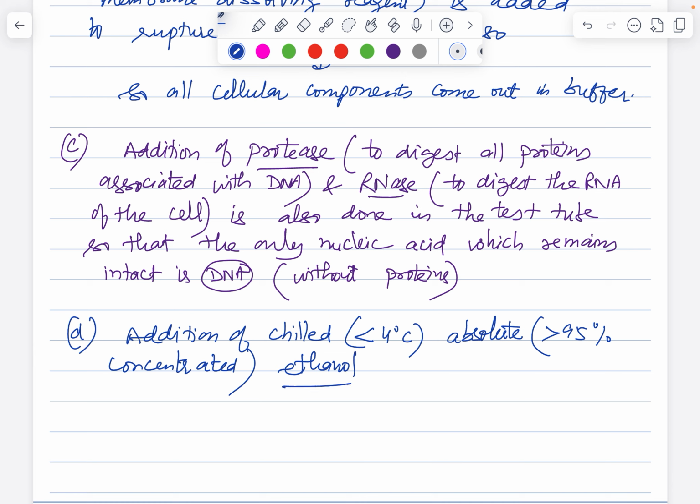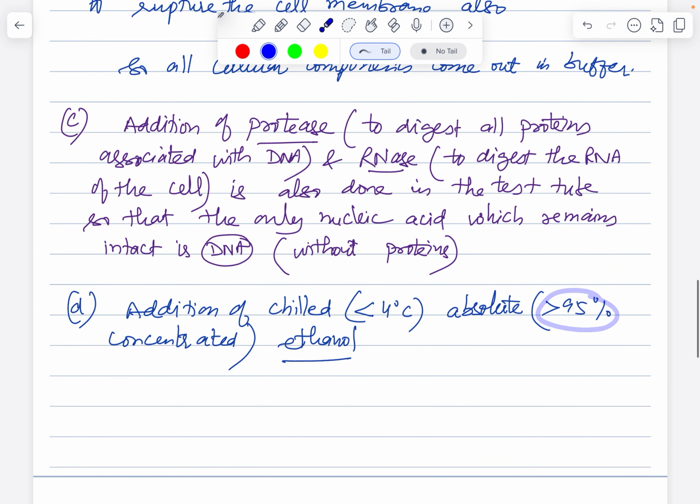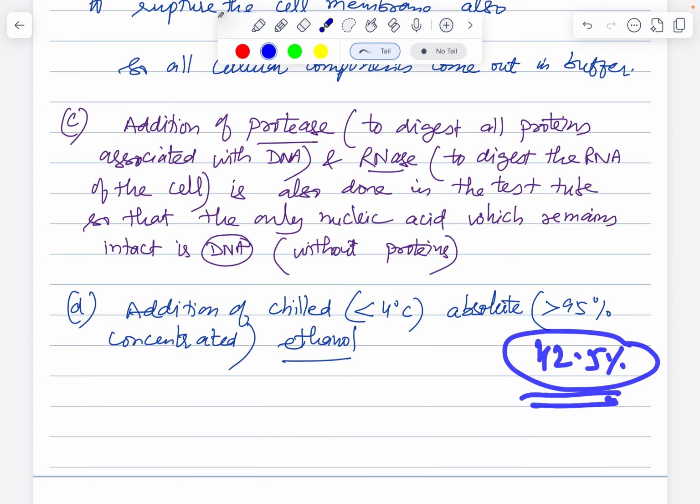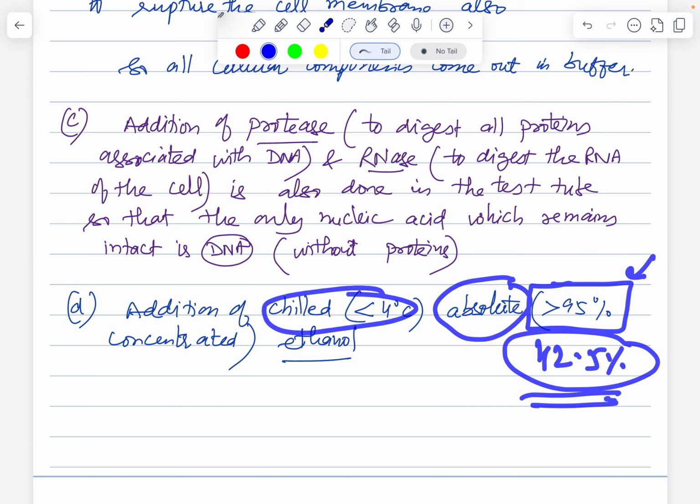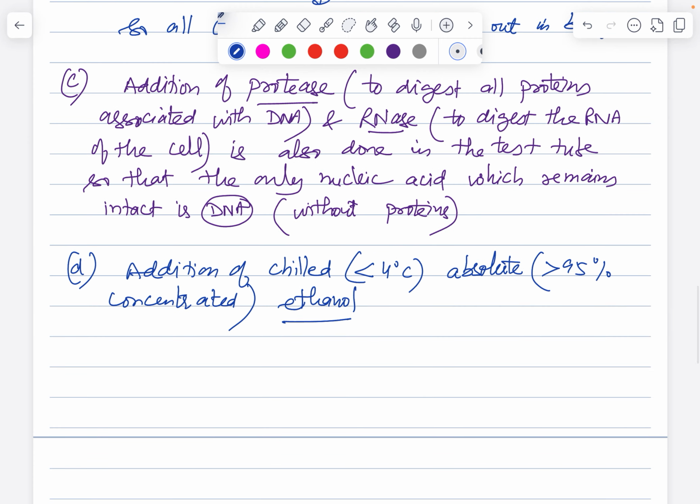You get it in the alcohol shops also, but the ethanol quantity in alcohol shops, like in let's say whiskey, rum, that is around 42.5% only, maximum alcohol concentration. The rest is water. The ethanol that we are using in biotechnology, however, is absolute ethanol, more than 95% concentrated, and we'll be using chilled ethanol in this case. So addition of chilled absolute ethanol is now done in the test tube.